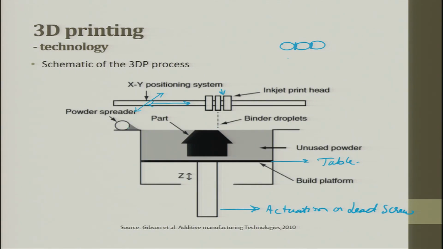So the powder is spread on top of the table. One layer thickness is done. So now the inkjet head, which can move in X and Y direction, moves, and then the binder is dropped at exact locations where the part has to be built. Now the part is getting built, and finally the part is called as a green part because the binder might not have very high strength.